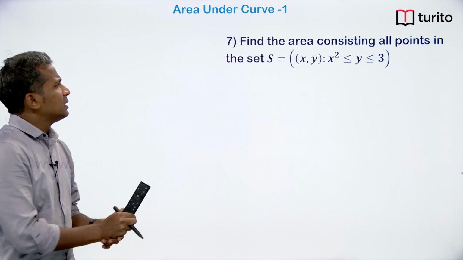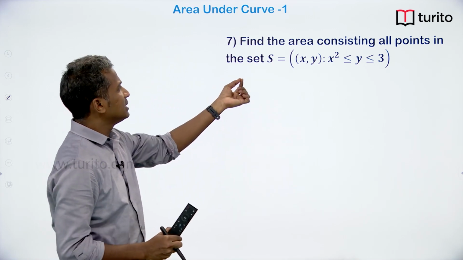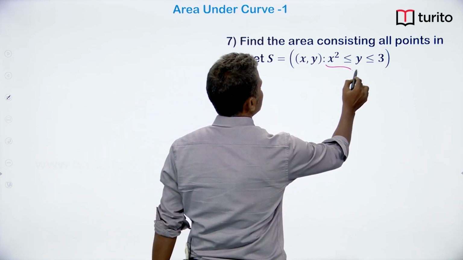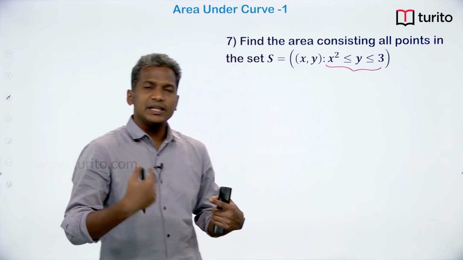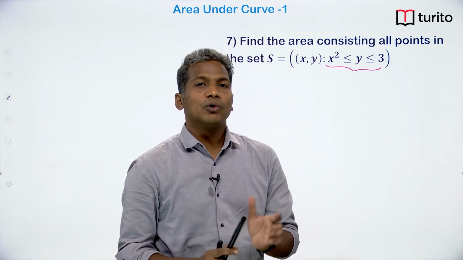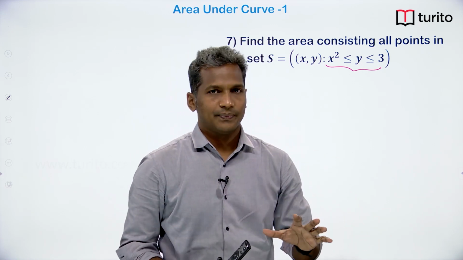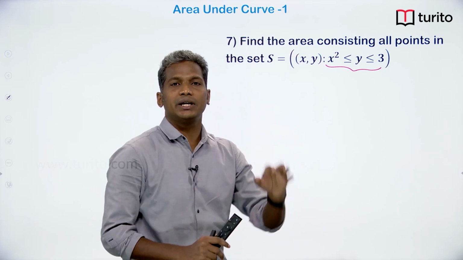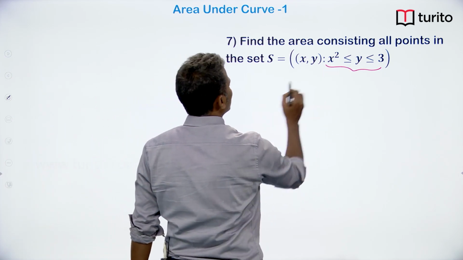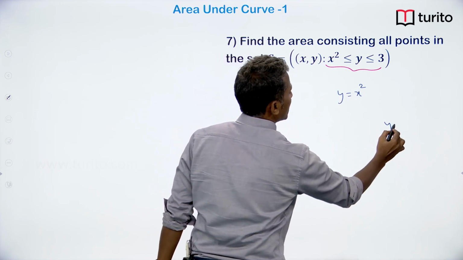Okay, next question. Find the area consisting of all points in the set. There is a set that contains all ordered pairs (x, y) where x and y satisfy this relation. Whenever you see such a relation which involves inequalities, go for the extreme cases with equality and draw them first. So what are the extreme cases here? y equal to x square is one extreme case and y equal to 3 is another extreme case.